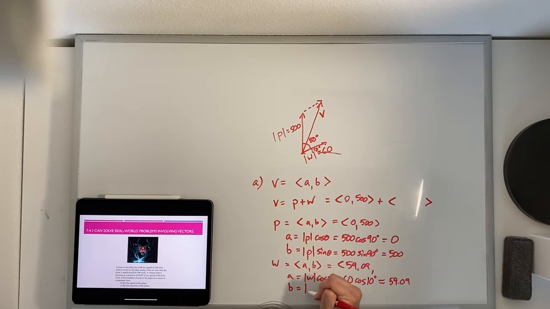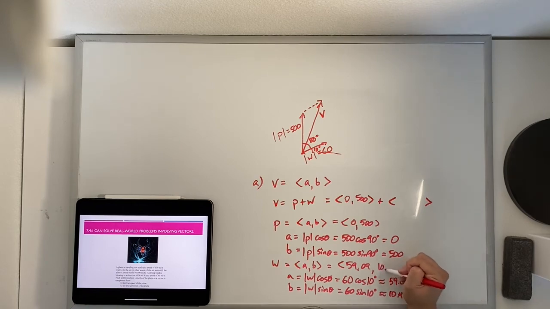And its vertical component, similarly, 60 times the sine of 10 degrees is approximately 10.42. So these are our pieces. These are not angles. These are the components of the vectors. So think of them as the speed of the vector in the horizontal and vertical directions.